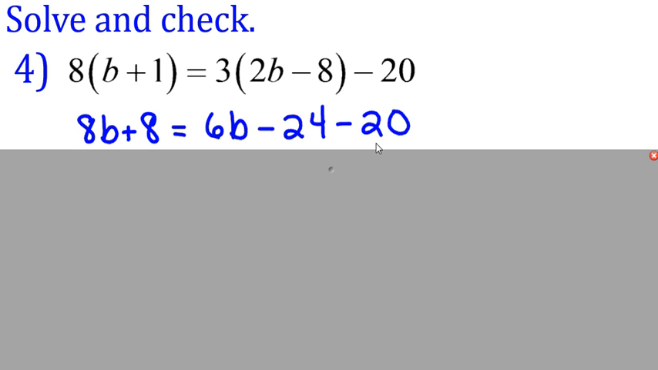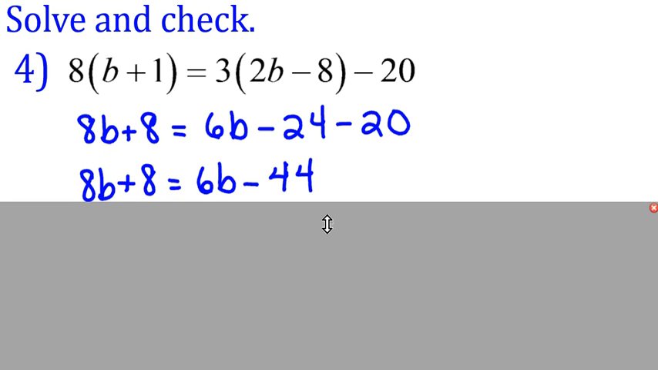Then check to see, do we have anything to simplify on the left-hand side of our equal sign? No, we don't. Do we have anything to simplify on the right-hand side of our equal sign? Yes, we do. Negative 24, negative 20, that would be negative 44. At this point, since each side of the equal sign is simplified, what's your smallest variable? Well, our smallest variable is 6b.